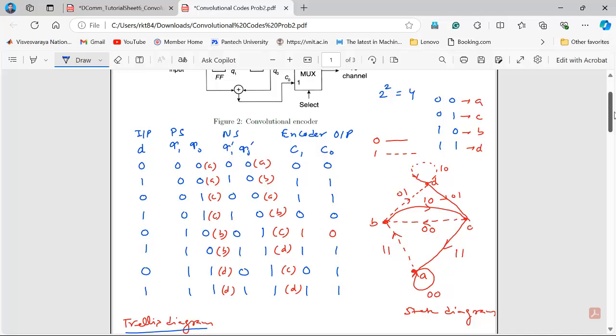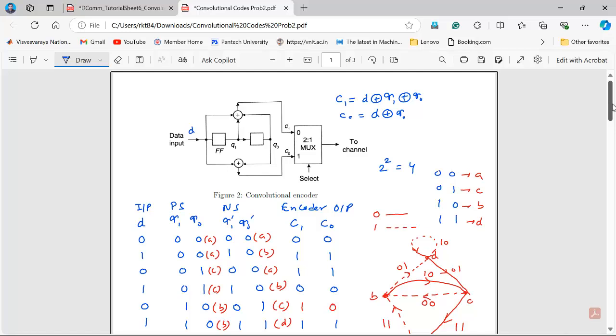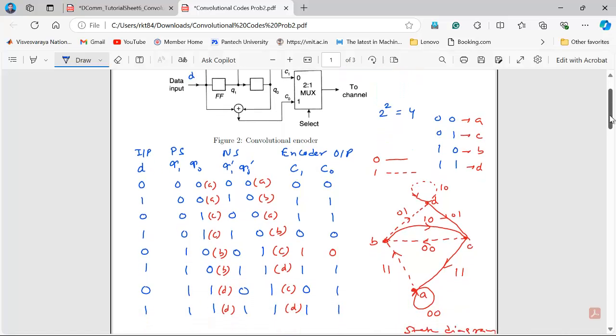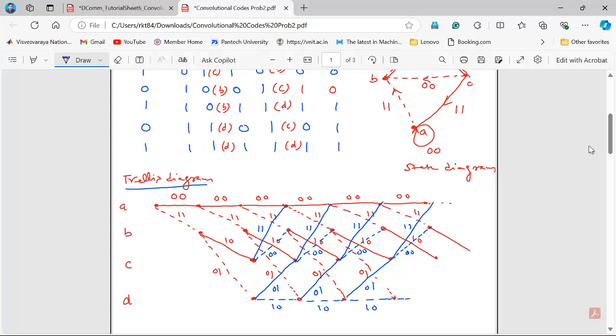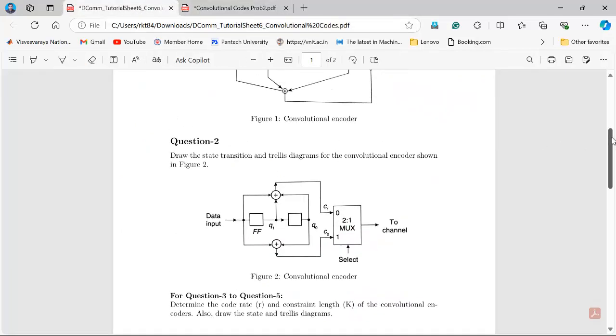Obviously it is a little complex, right? I have written the values very neatly. But I hope now the concept is clear. Okay, this concept is clear: how to draw the state diagram, how to draw the trellis diagram. Now other things are simple.